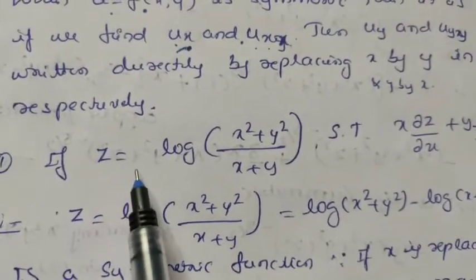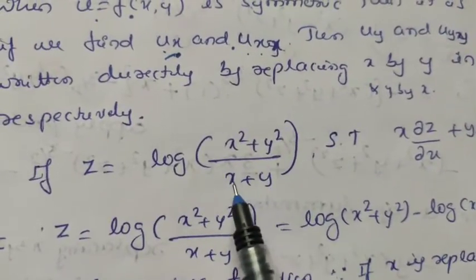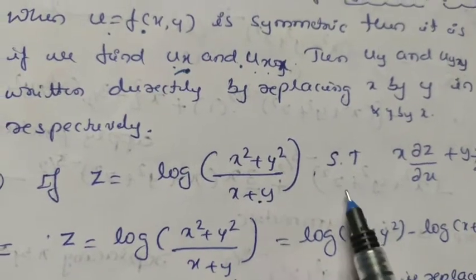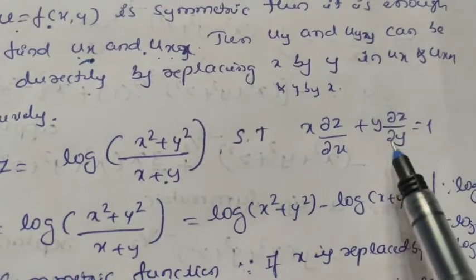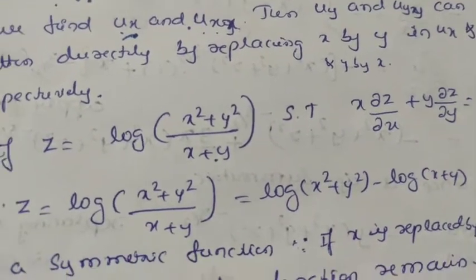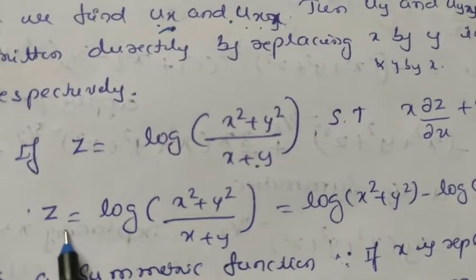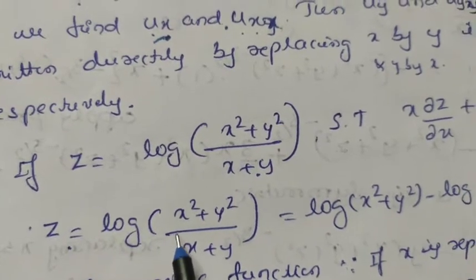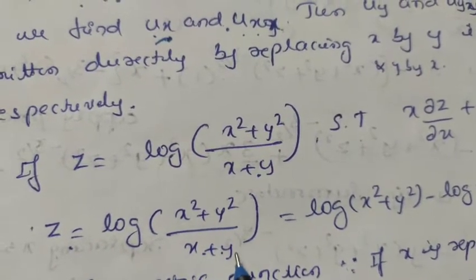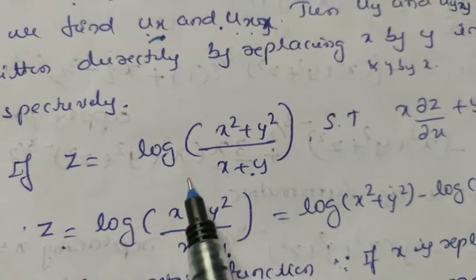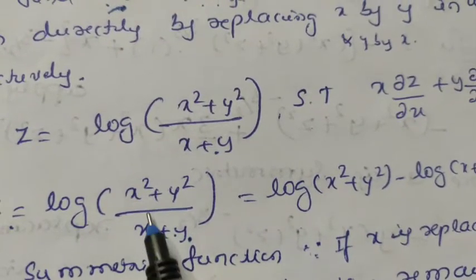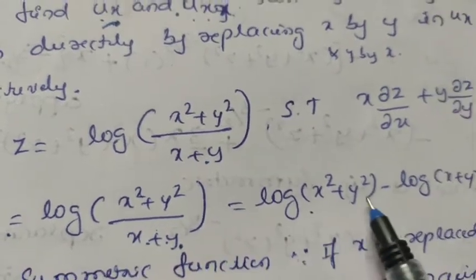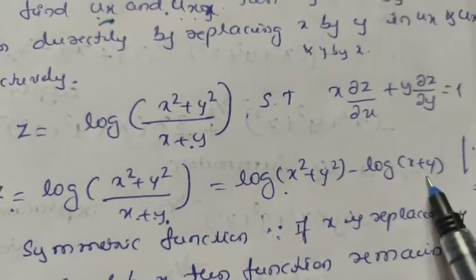Let us take one example. If z equals log of (x squared plus y squared) divided by (x plus y), then show that x into del z by del x plus y into del z by del y equals 1. First, let us write z as log of (x squared plus y squared) divided by (x plus y). To make this simpler, let us apply the property of logarithm. We know log of m by n equals log m minus log n.